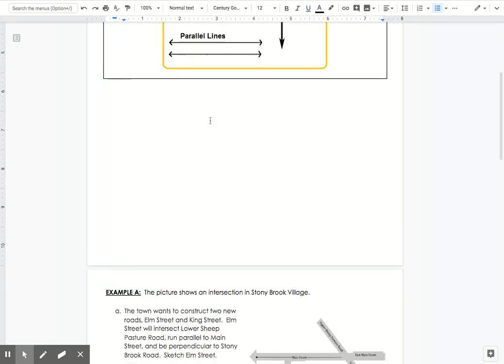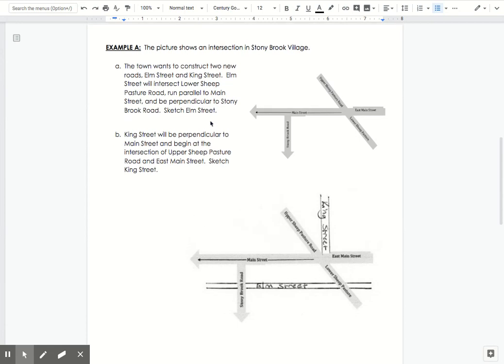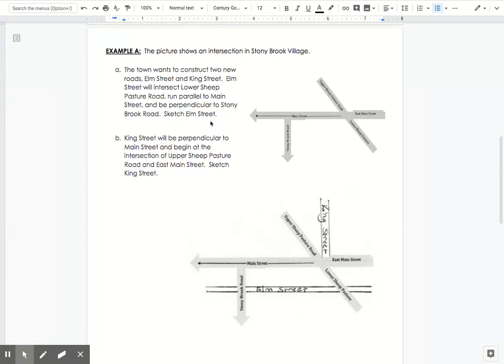So let me just start out with testing out how well we can understand parallel and perpendicular. So this is a map of a city called Stony Brook Village. And there are two situations where we need to add lines or streets. So let's look at part A first. It says the town wants to construct two new roads, Elm Street and King Street.